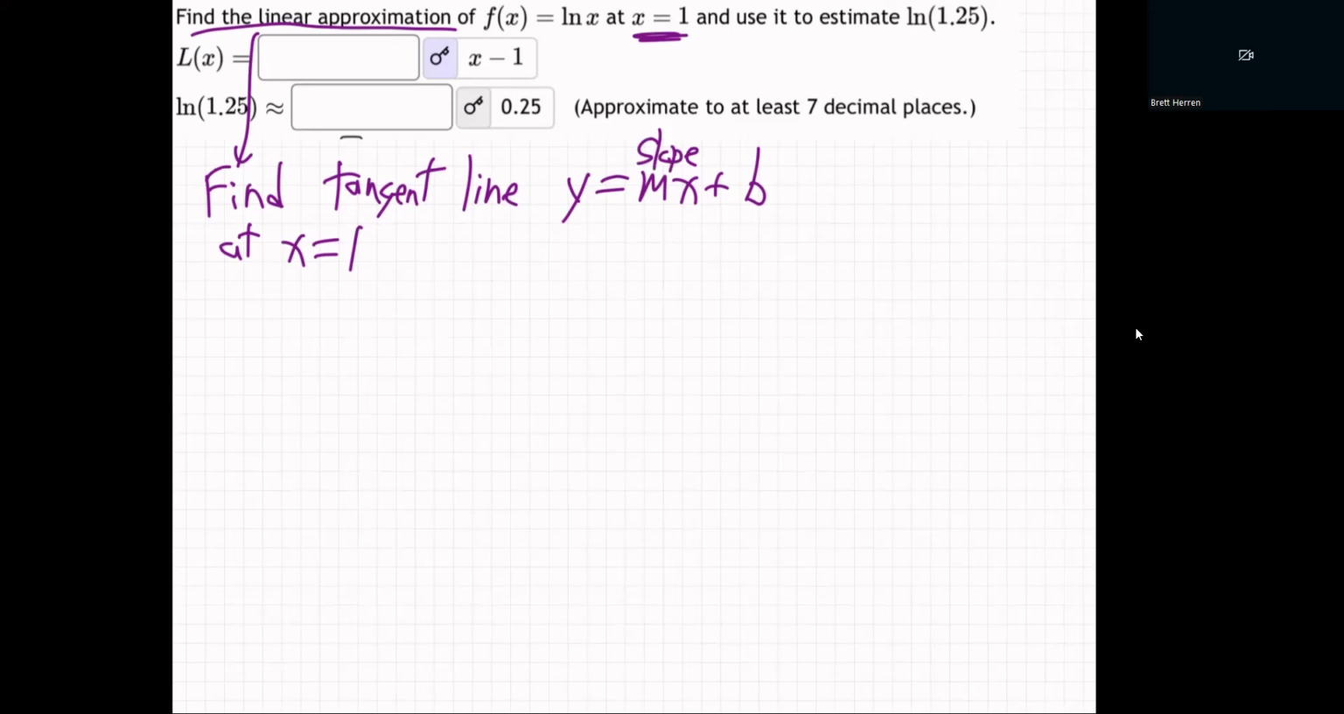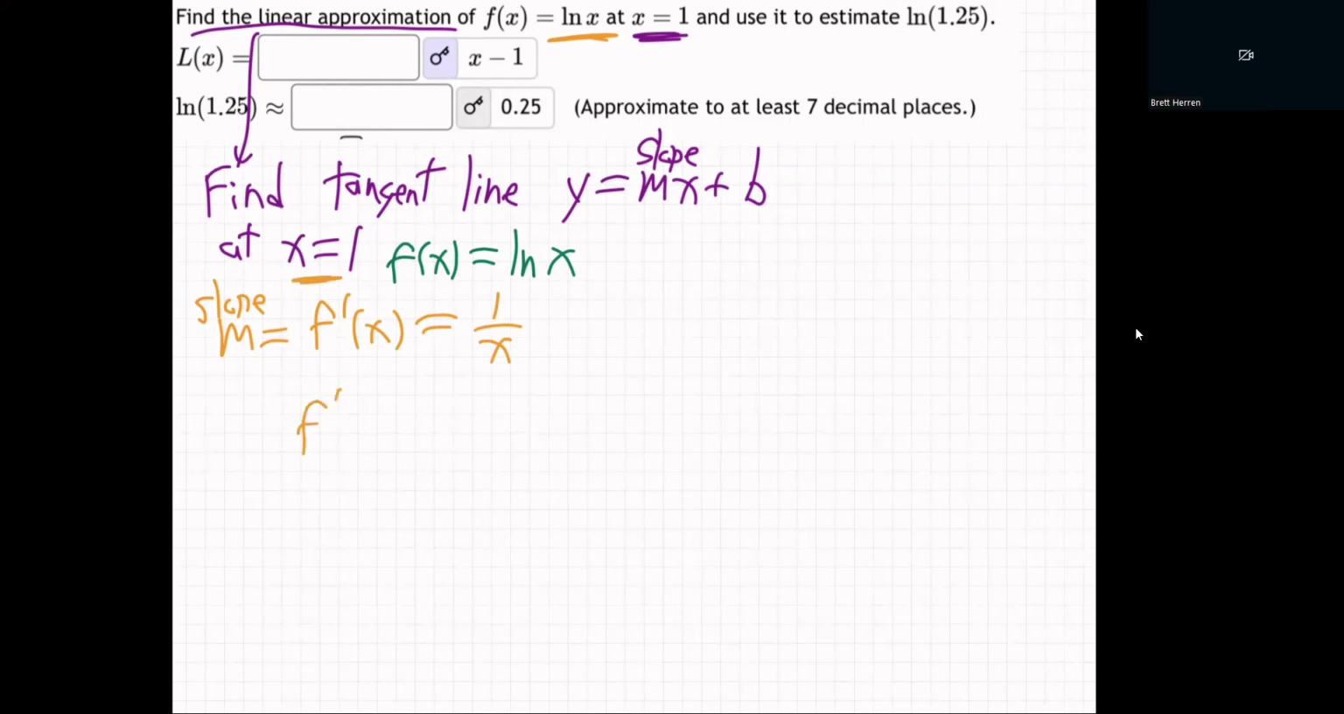So how do we find the slope? The slope is the derivative, isn't it? It's going to be f prime of x. So here's the function. Let me write that up above here. The function f of x is natural log of x. So what's the derivative of that? Well, I don't know if you remember, but it's 1 over x. The derivative of natural log is 1 over x. Now we're supposed to find it at x equals 1, so let's find f prime of 1. That's 1 over 1. That's 1. That's easy. Okay, so we've got the slope.